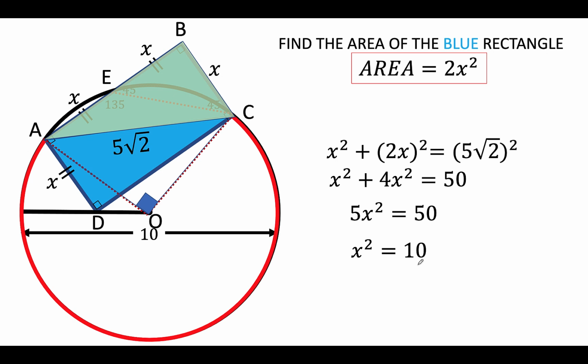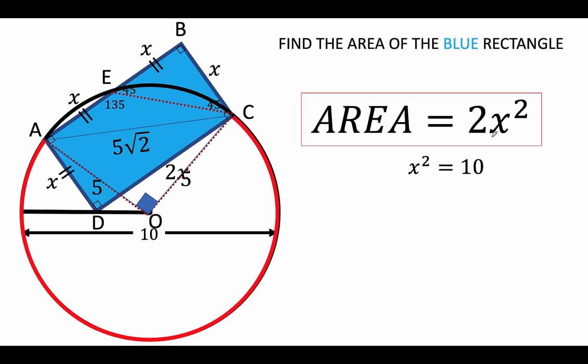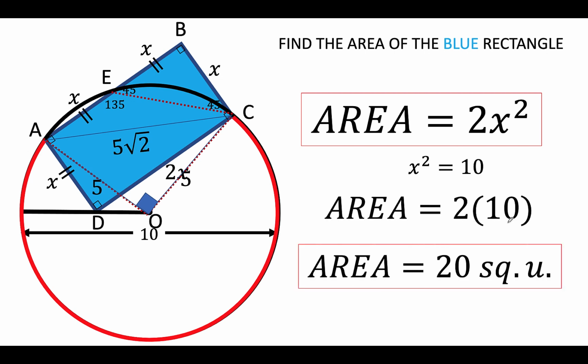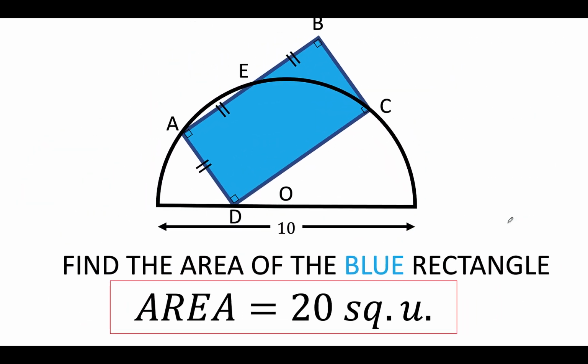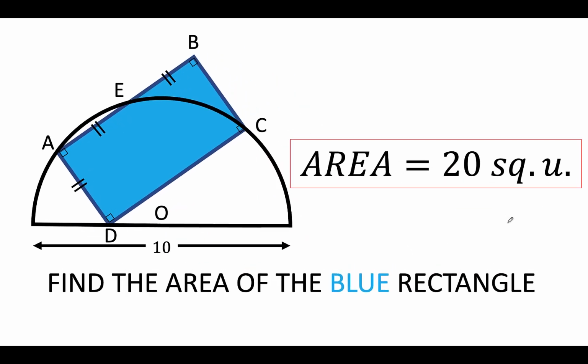There is no need for us to find the value of x because what we want is x squared. If we know the value of x squared, then we can now find the area of the blue rectangle. So substituting the value of x squared into this formula, we now have area is equal to 2 times 10, which is equal to 20 square units. So the area of this blue rectangle is 20 square units, and that is our final answer.